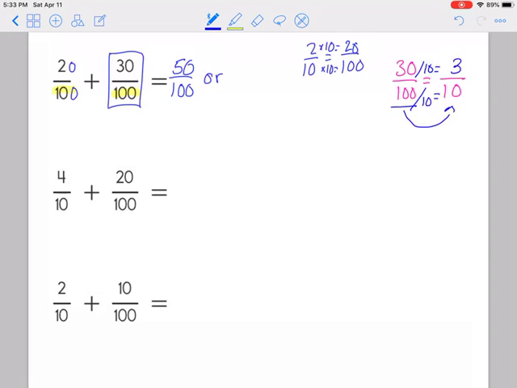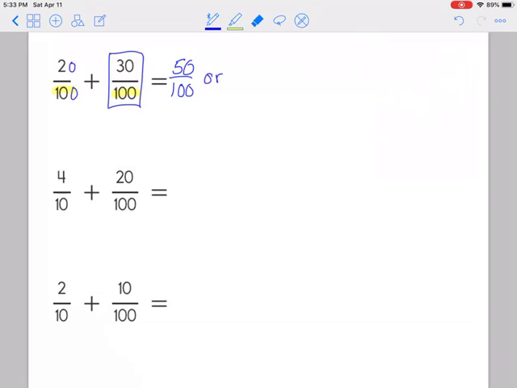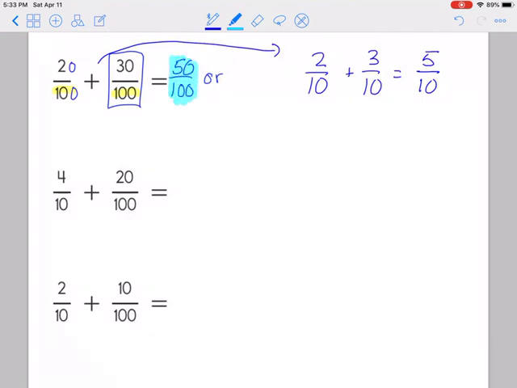30 hundredths is equivalent to 3 tenths. It means they're the same. They're equivalent fractions. So I'm just going to draw this over here. So I keep 2 tenths plus 3 tenths equals 5 tenths. And you will notice that 50 hundredths is equivalent to 5 tenths.